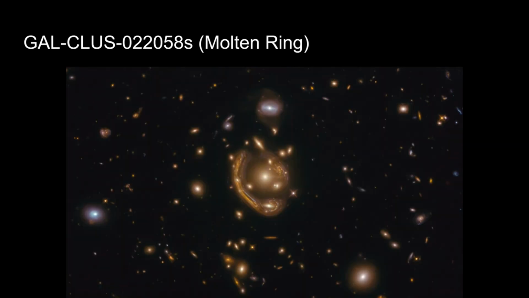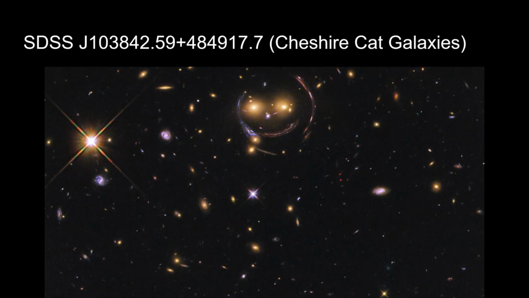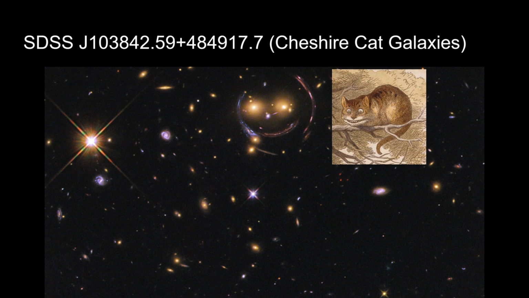And now we get to the fun images of it, this one being known as the molten ring. To me, this one just looks like a smiley face, and I bet that's what you guys are thinking as well. And this is my favorite one, and why I put a picture of a cat on the thumbnail. This is known as the Cheshire Cat galaxies. As you can see, you do have a face, and if you put this up next to an image of the Cheshire Cat, it actually does look pretty similar.